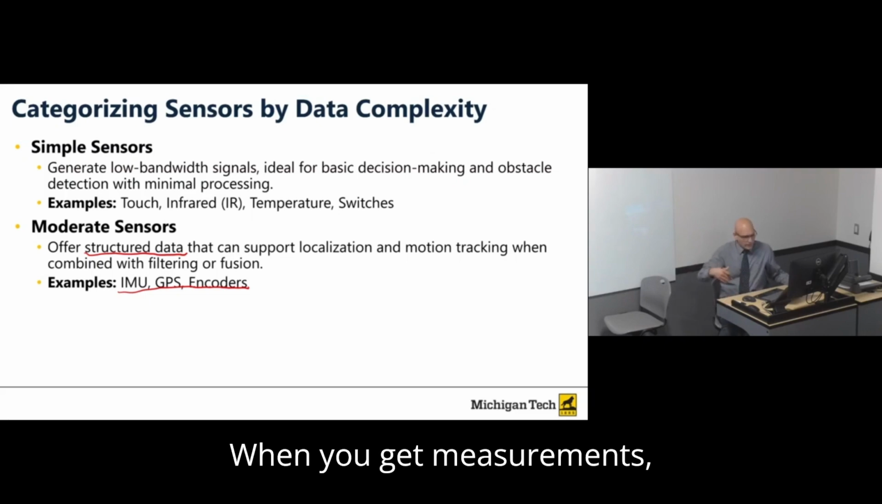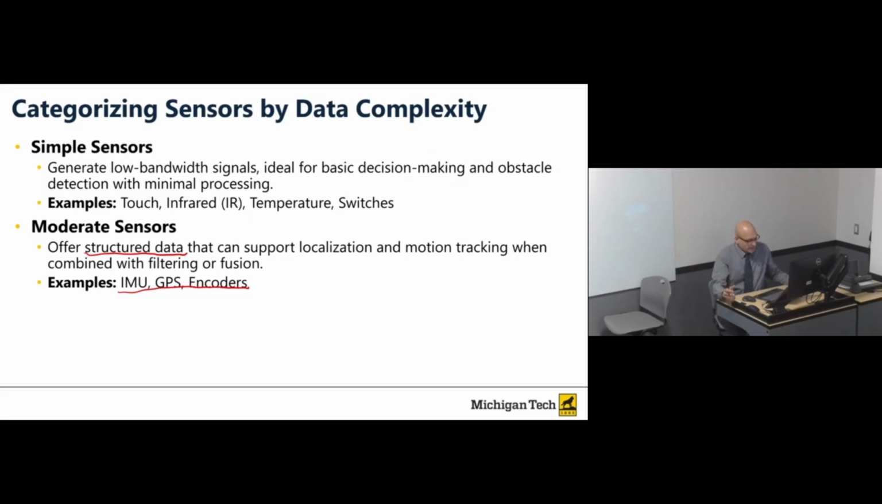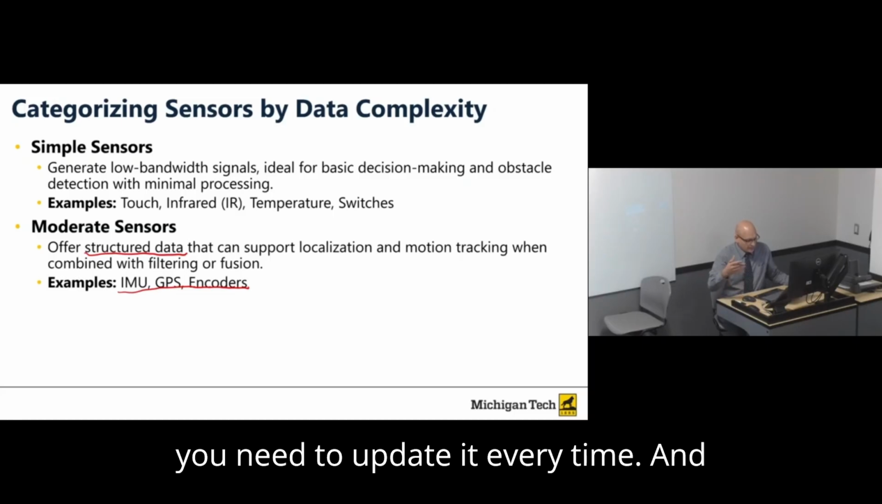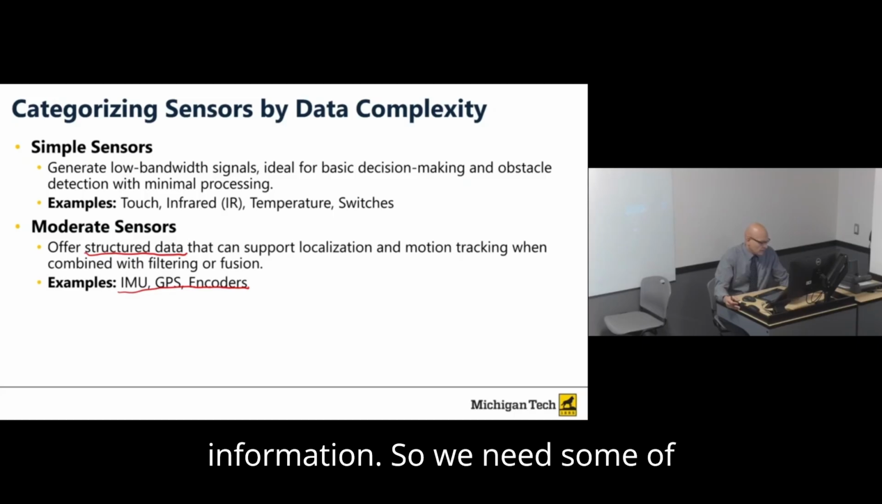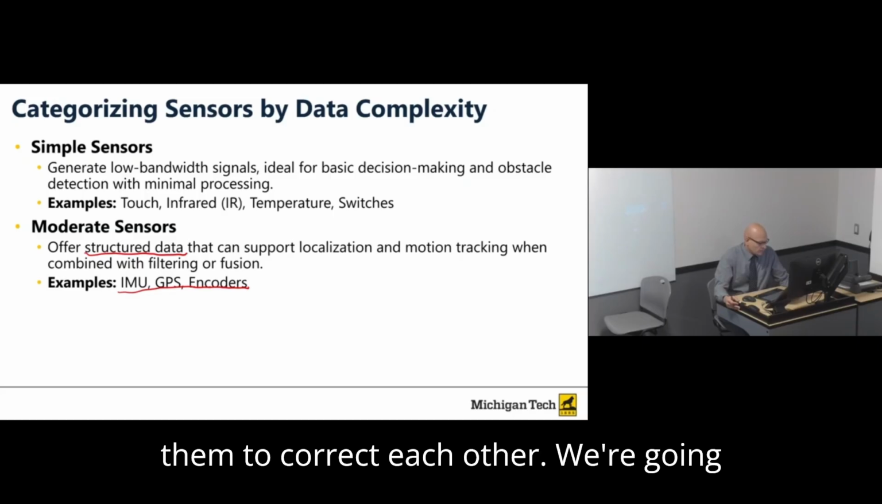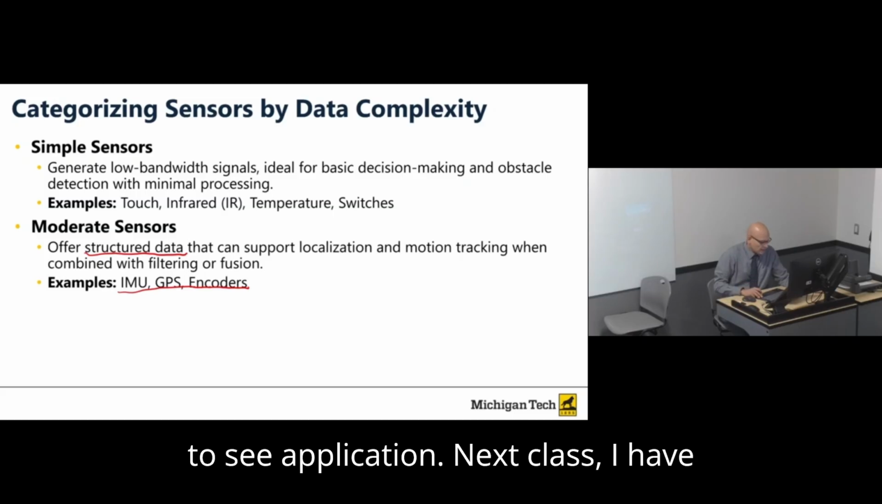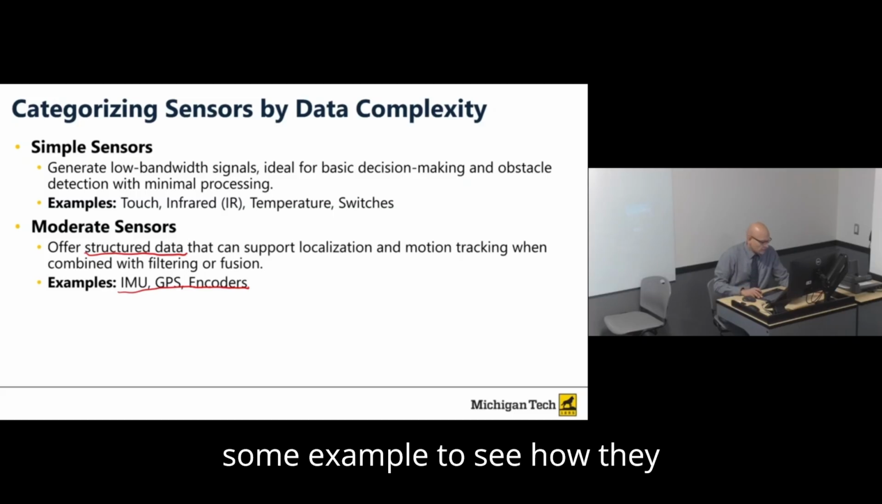When you get measurements, you need to update every time, and this process relies on fusing this information. So we need some of them to correct each other. We're going to see an application next class. I have some examples to show how they can complete each other.